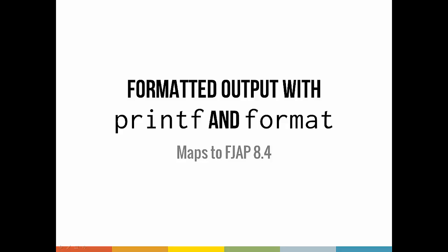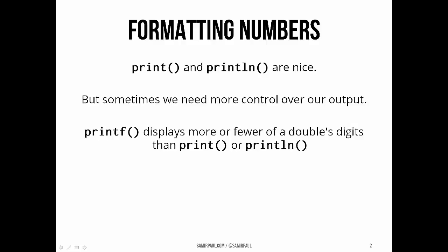So far, whenever we've wanted to print something, we've used the methods print and println, and those are fine, and for the most part, they do what we need. They're easy to work with, and they get the job done. Sometimes, though, we want to format our data with a little bit more control, especially with numbers. And so we have a method called printf that gives us a little bit more control. And we're going to look at some different ways we can use it.